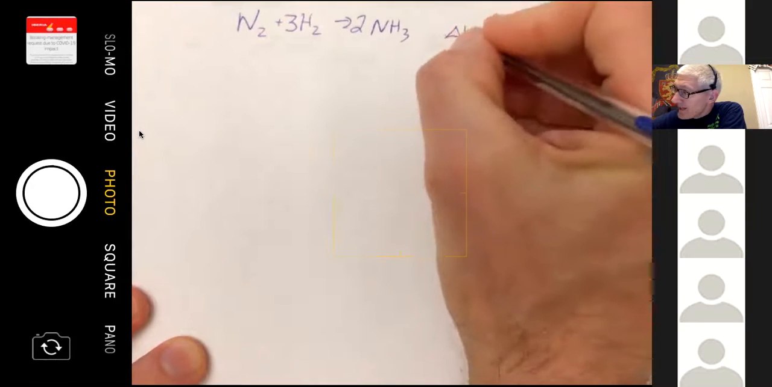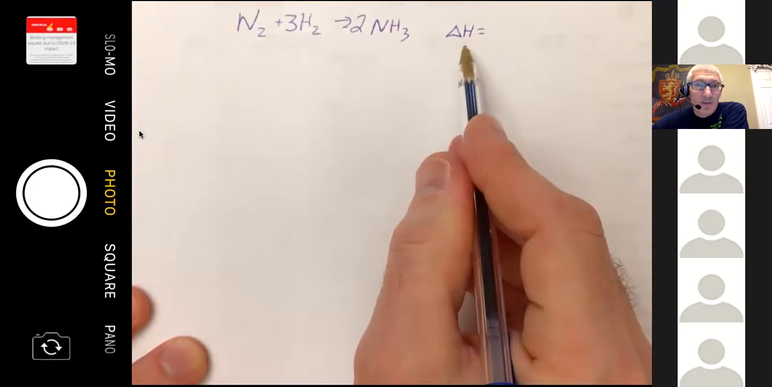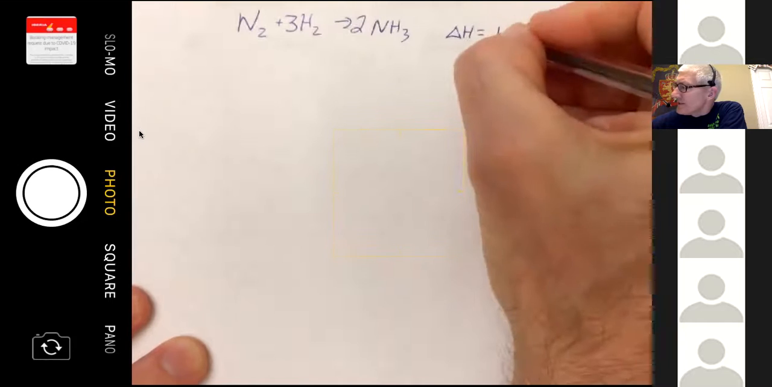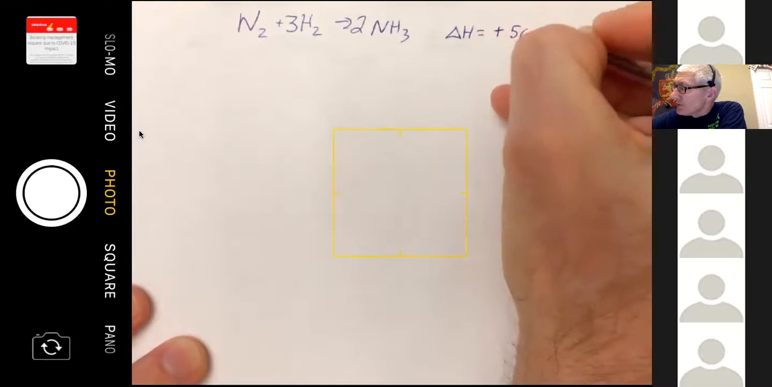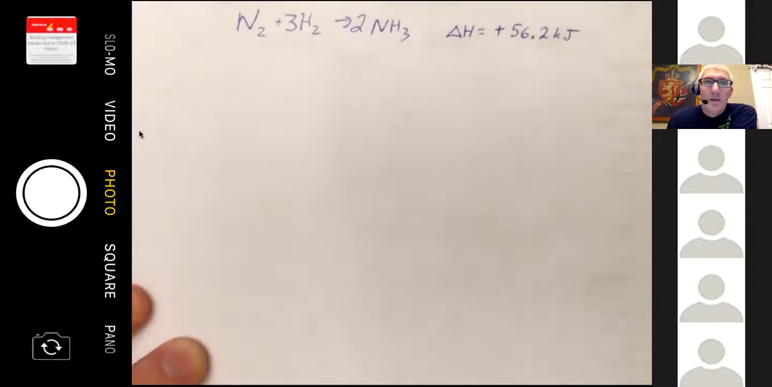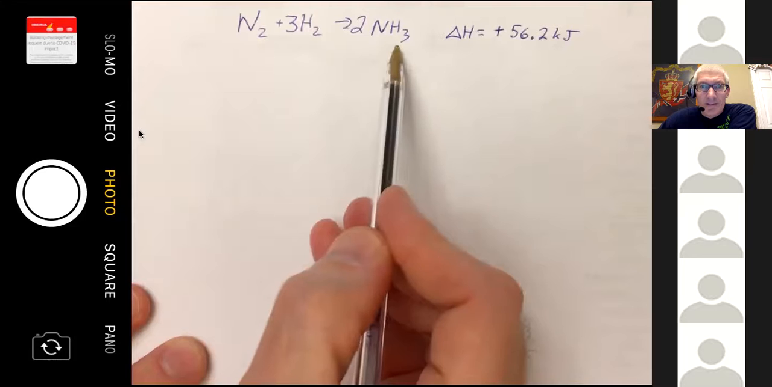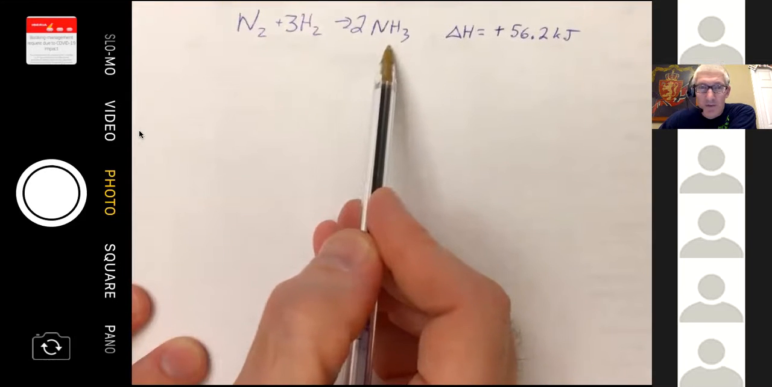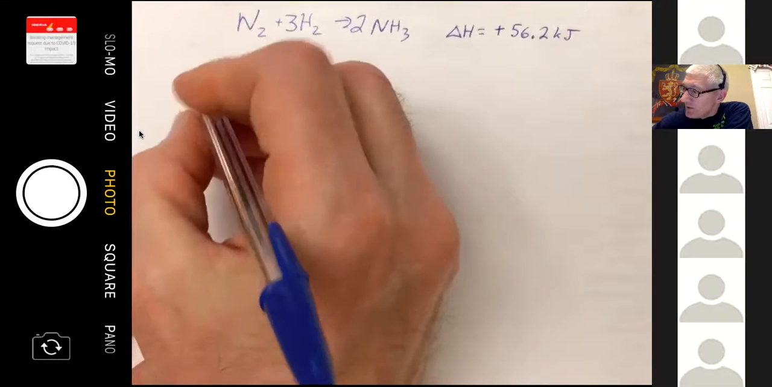And let's say that the delta H, the amount of heat associated with this particular reaction, is a positive 56.2 kilojoules. All right. So the hydrogen and the nitrogen are gases. This one, depending on the temperature, might be liquid. So let's go ahead and do this. This one's going to be a little bit more complicated.